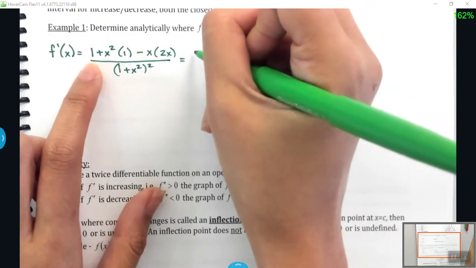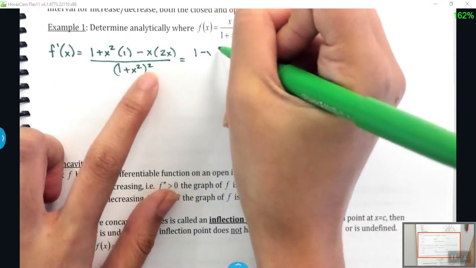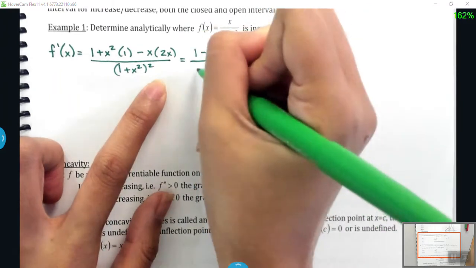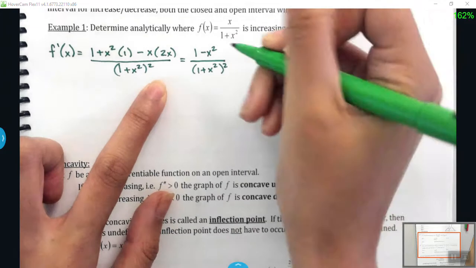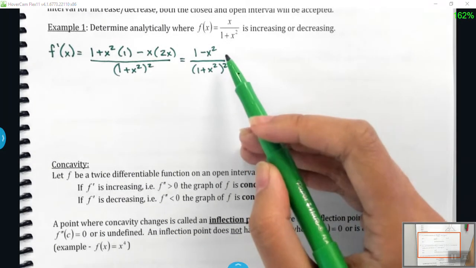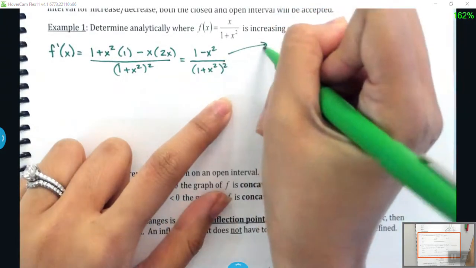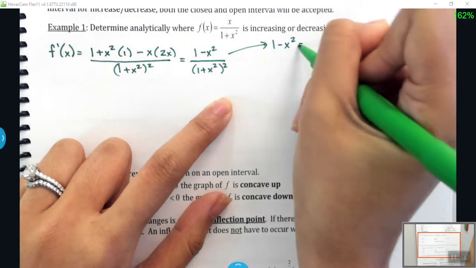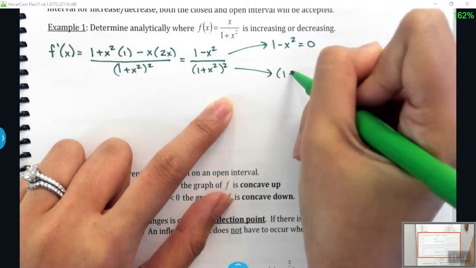Okay, so this will be 1 minus 2, minus x squared, over 1 plus x squared, squared, right? Now, anytime the derivative is 0 or undefined are interesting times to us. So we want to set both the top equal to 0, and we also want to set the bottom equal to 0. Always do this.